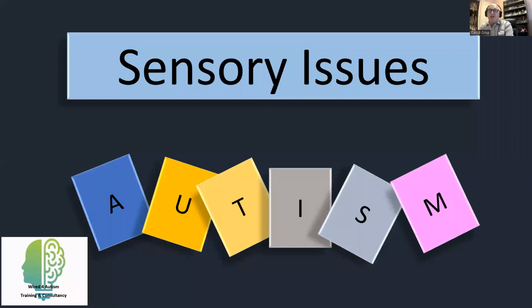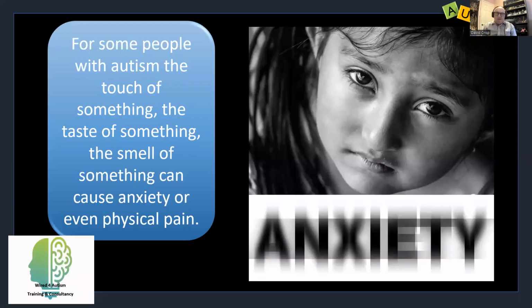And then on to sensory issues. As I mentioned there, for some autistic people, the touch of something, the taste of something, excuse me, the smell of something can cause anxiety or even physical pain. But when you talk about sensory issues, they often describe things as being hyper, up there, or hypo, down here. Hyper is when you have very heightened sensitivity to something. Hypo is reduced sensitivity. And autistic people are generally either sense seekers, or they avoid that sensation. But some of us are a mixed bag.